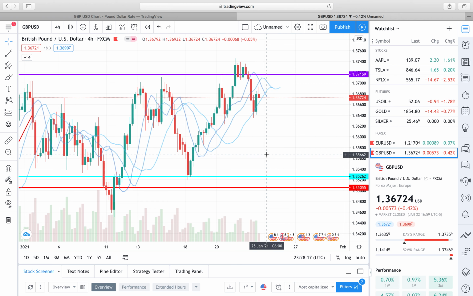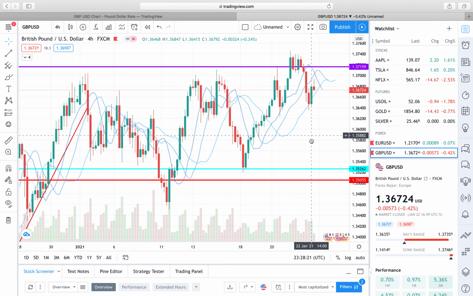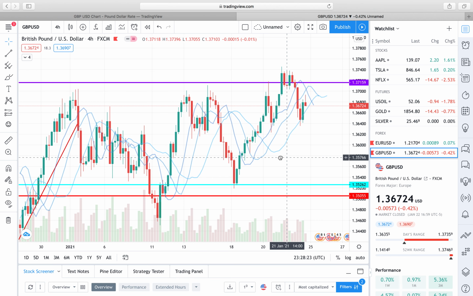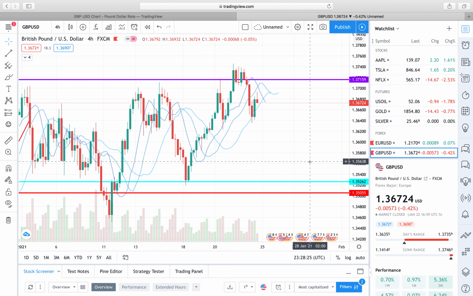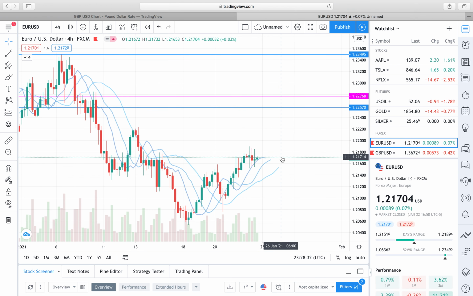So the Great British Pound, I would recommend that you watch that when the chart opens back up on Sunday. Remember, Sunday through Thursday. And now let's go to the EUR/USD, which is the European euro and the US dollar.